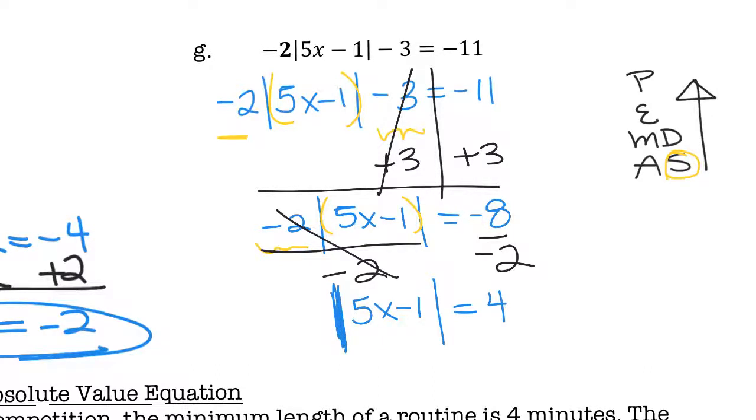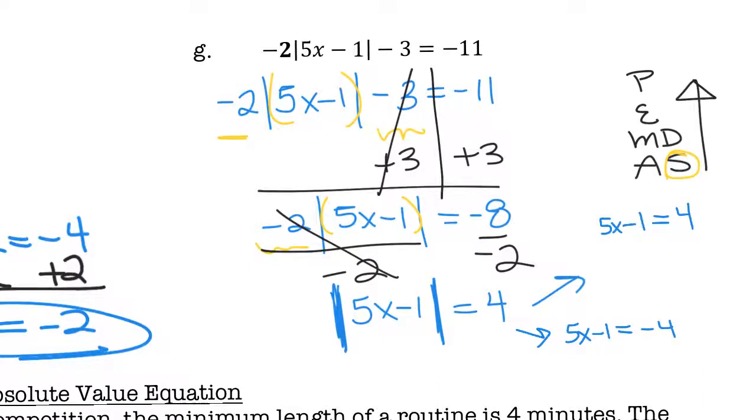I just try to stress that these are the absolute value signs. Make sure they don't look like ones, and then you just get confused. Now, the only thing that's left on the left side of the equation is inside an absolute value. So at this point, we're going to write our two equations. 5x minus 1 is equal to 4, and 5x minus 1 is equal to negative 4.